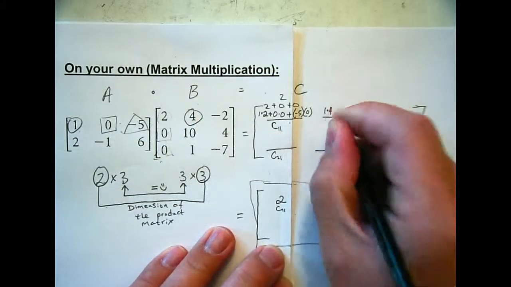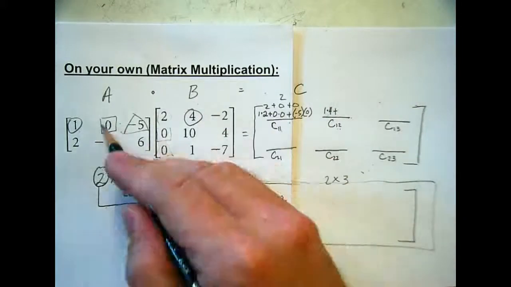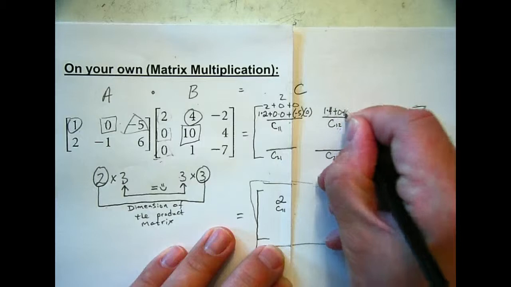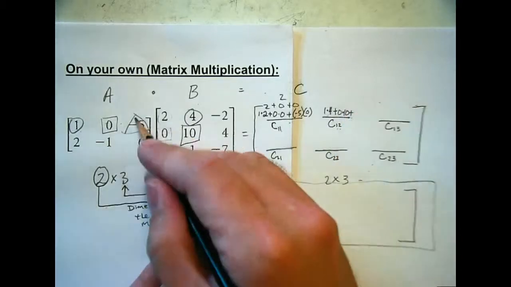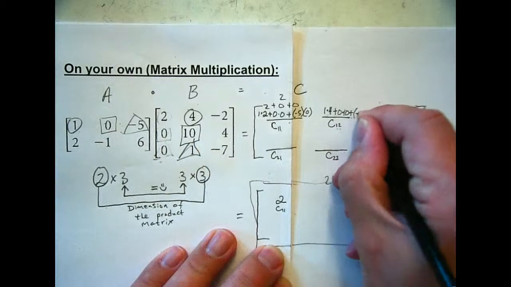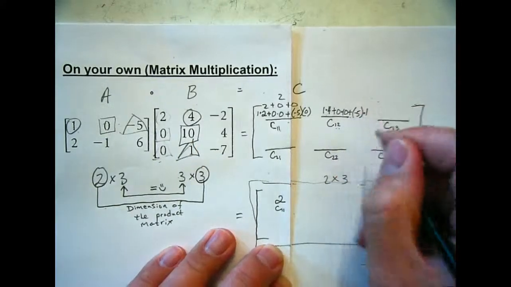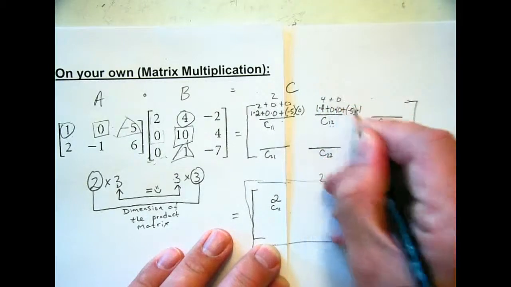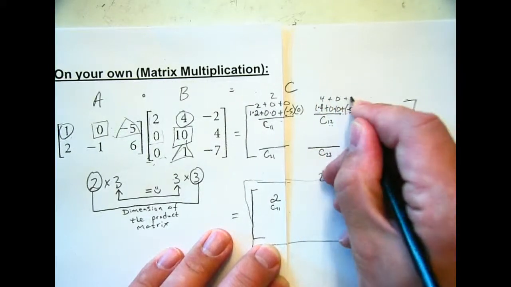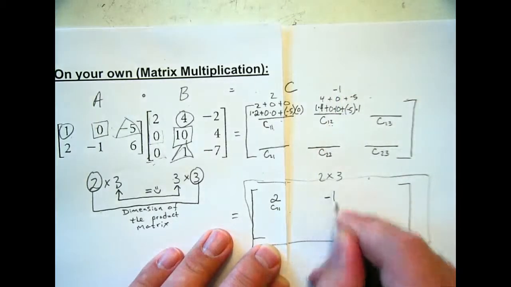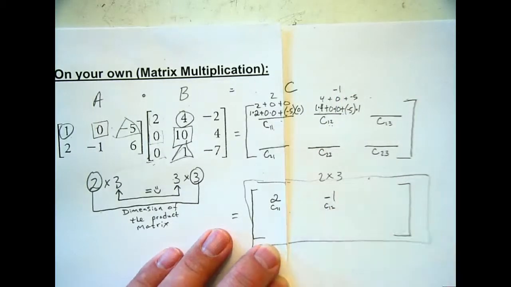plus 0 times 10 plus -5 times 1. Okay, so 1 times 4, we get 4, plus 0 times 10 is 0, plus -5, or -1. So C12 is -1. Now you don't have to keep putting the elements there forever, but for now it just gives you a nice road marker.